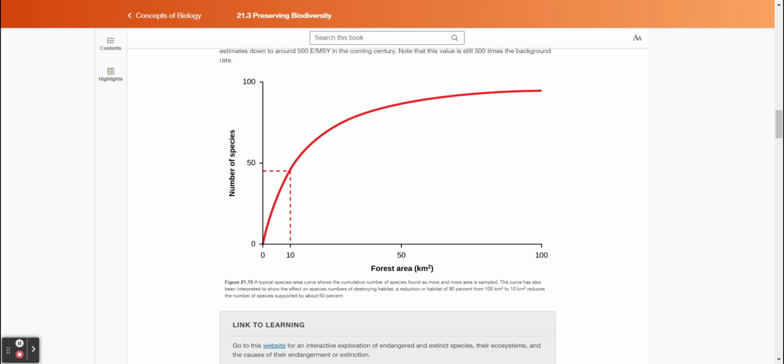Figure 21.15. A typical species area curve shows the cumulative number of species found as more and more area is sampled. The curve has also been interpreted to show the effect on species numbers of destroying habitat. A reduction in habitat of 90% from 100 square kilometers to 10 square kilometers reduces the number of species supported by about 50%.